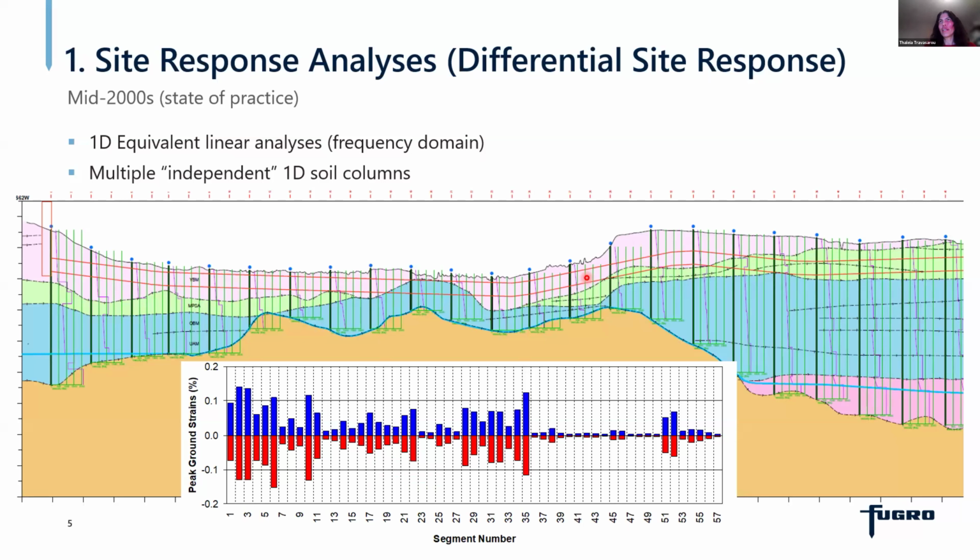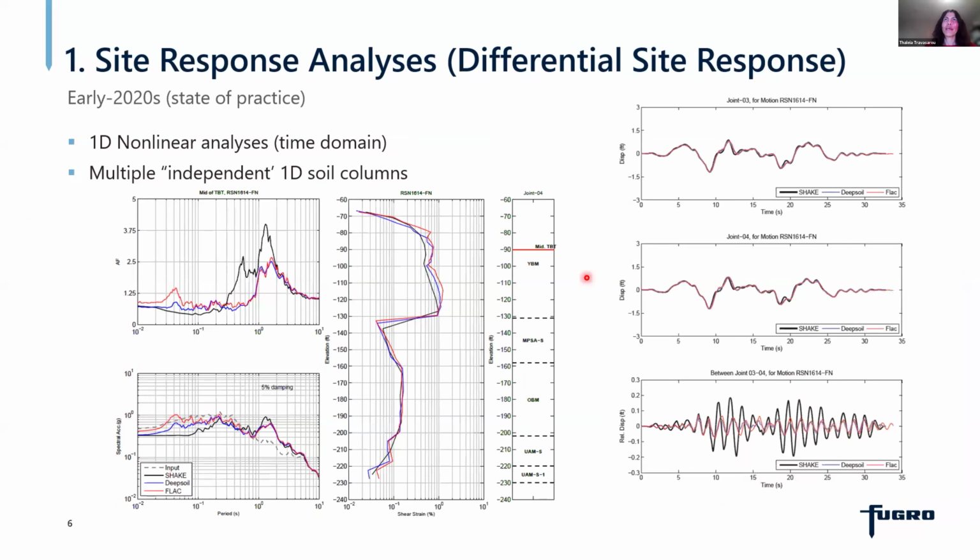So here, again, our primary tool 20 years ago was equivalent linear analysis in the frequency domain and independent 1D analysis for differential demands. How did this approach change when we revisited this problem a couple of years ago? By then, nonlinear analyses were more routinely used. One main reason is that some of the limitations associated with the overdamping around the Masing criterion have been addressed through improved hysteretic models. So when we performed this analysis again, we used nonlinear site response analysis in the time domain, but again stuck with the 1D columns.